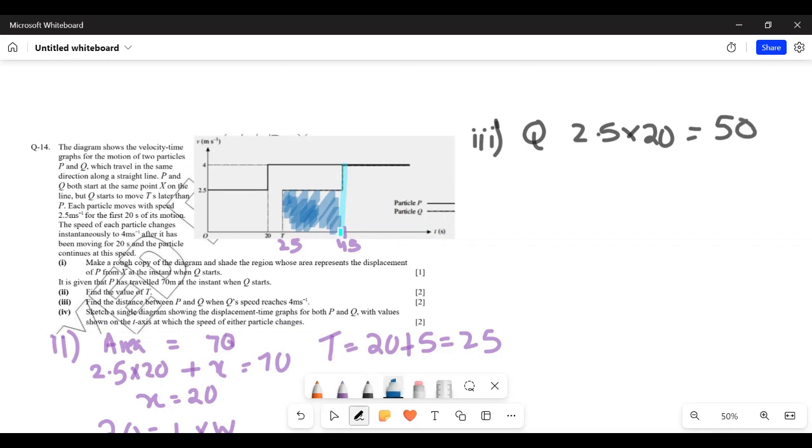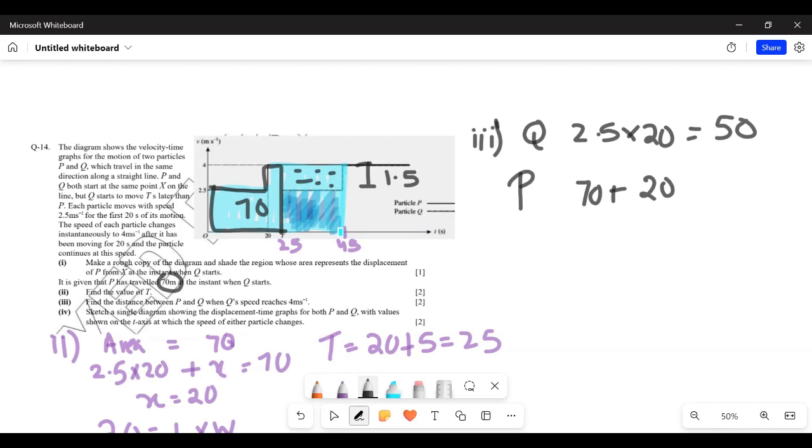Okay. And for P, we have to use all of this area, starting from here, till here, till here, all of this area. So we already know that this part of the area was what, 70? I think it was 70. Yes, 70. So for P, it's going to be 70 plus this rectangle's area, where the width is 20 units and the height is 1.5. So P's distance comes out to be 70 plus 20 into 1.5, which is 100. So the difference of the distance covered by the two would be 100 minus 50, which is 50 meters.